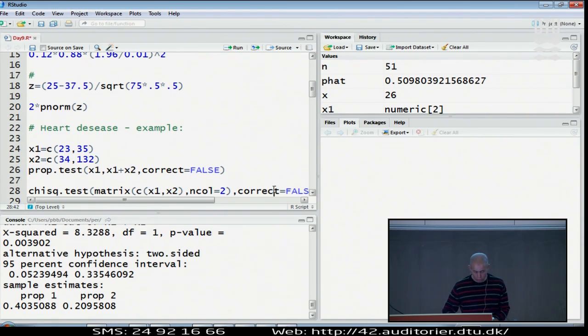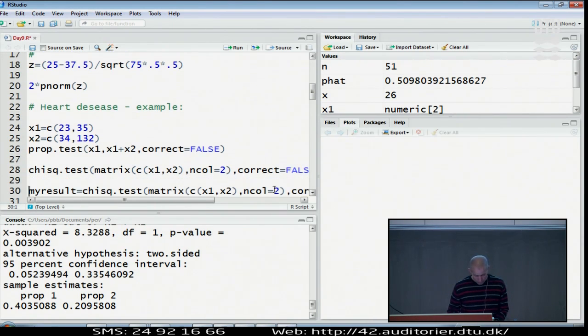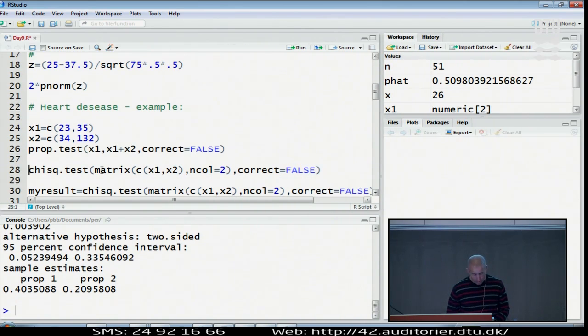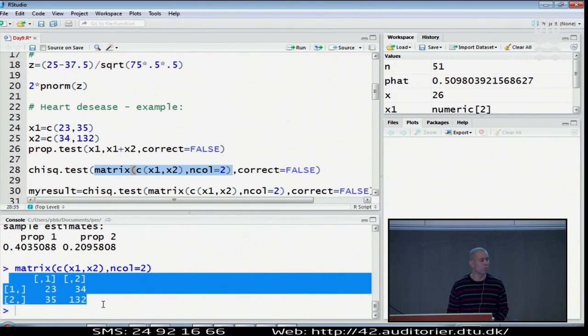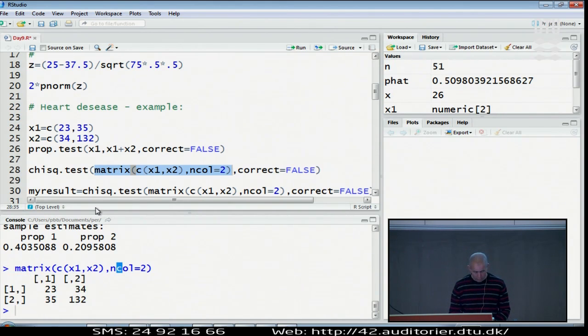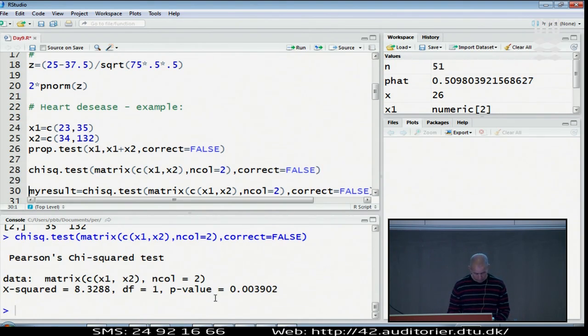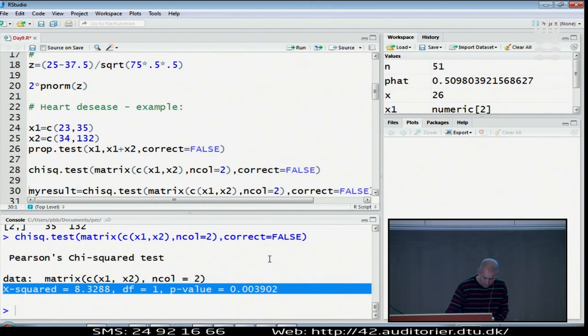Another function you could use was the chi-square test function, which is more named like what we do. I do the chi-square test on this 2x2 table of numbers. I put it into a matrix, that's the R syntax for having a 2x2 set of numbers. I do the chi-square test on this one, and you can see I get a chi-square of 8.33, and I get a p-value. It's a very small p-value.